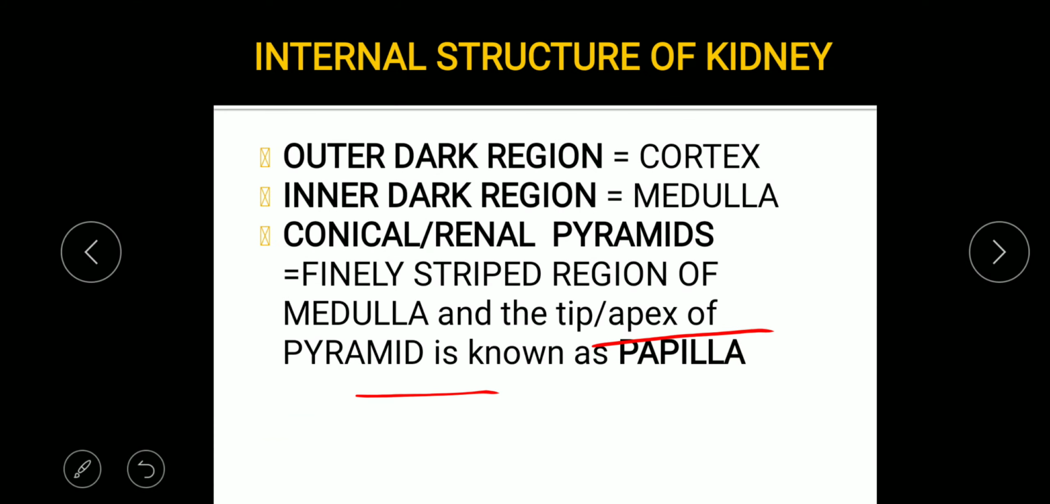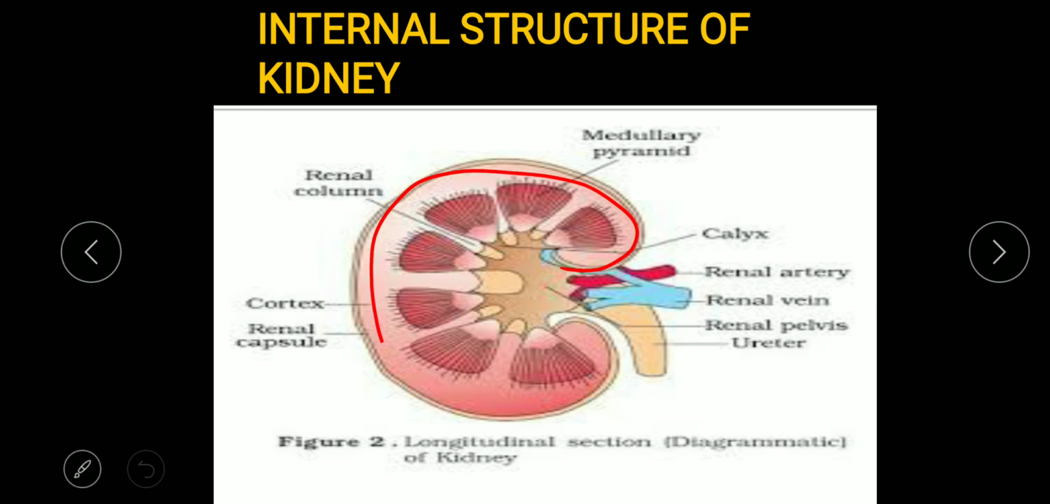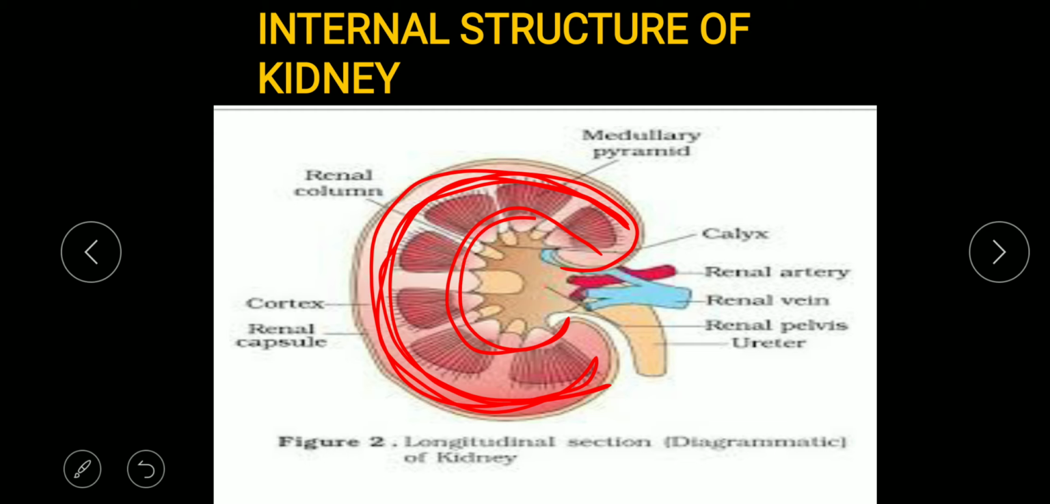Students, today we have to start with the internal structure of the kidney. So this is the internal structure of the kidney. If you take the LS, the longitudinal section, the outer dark region is known as cortex. So this is known as what? Cortex. And the inner light region is known as what?